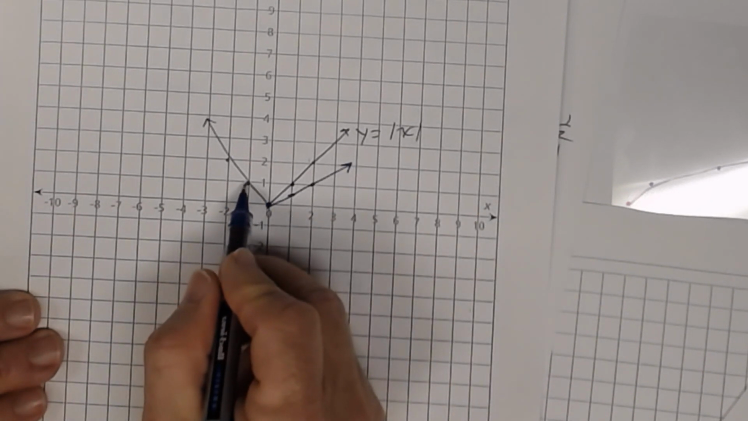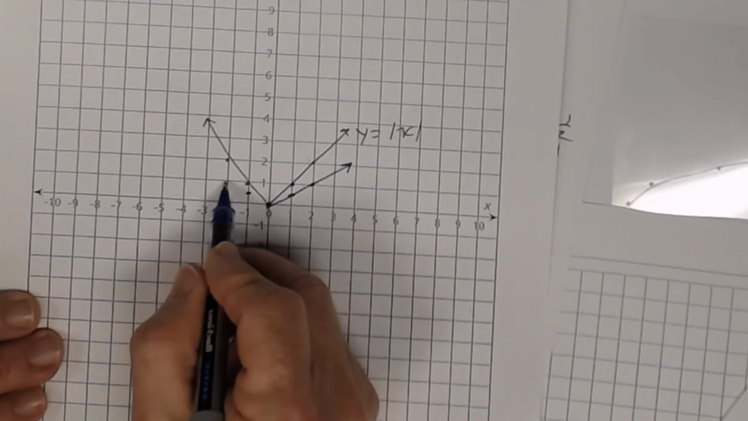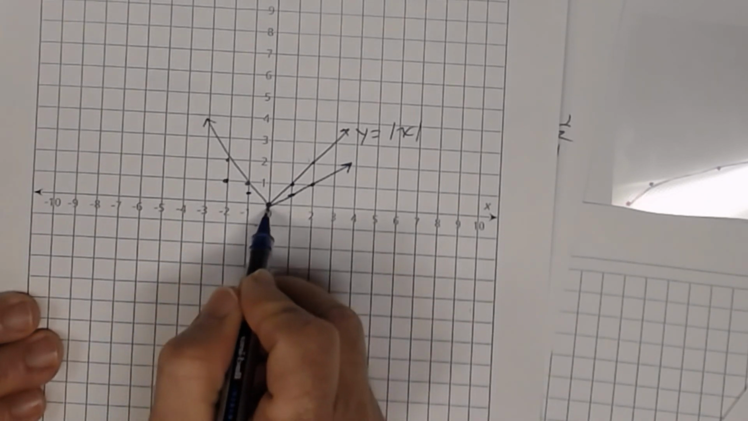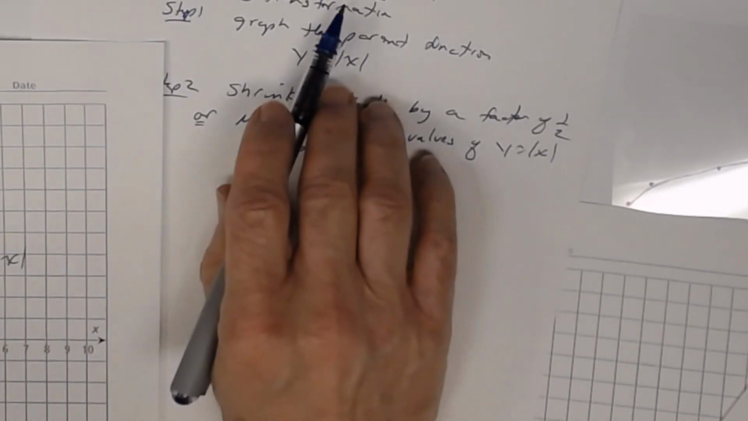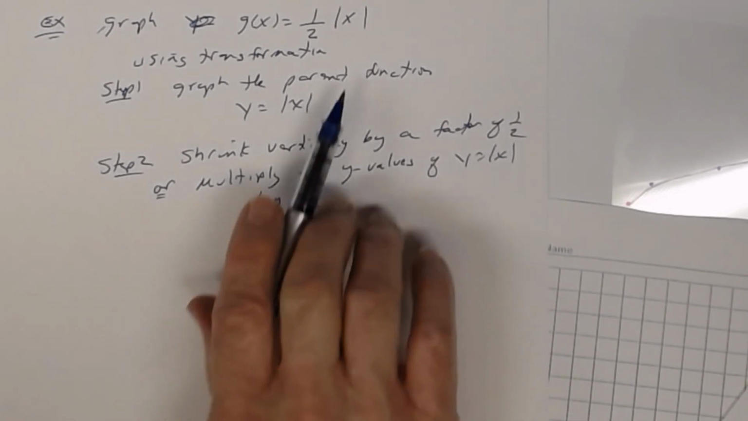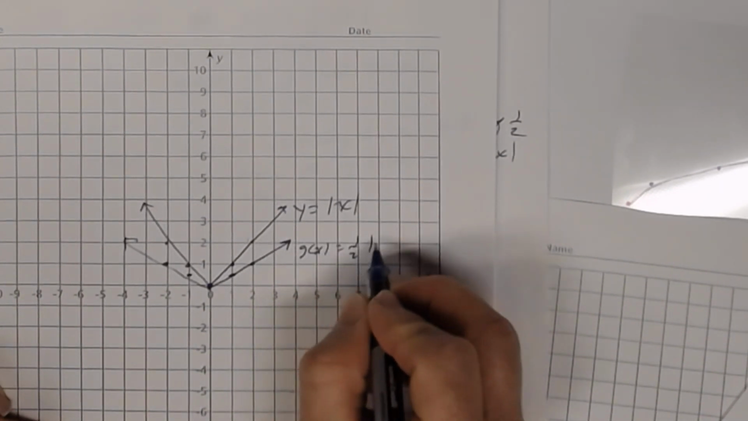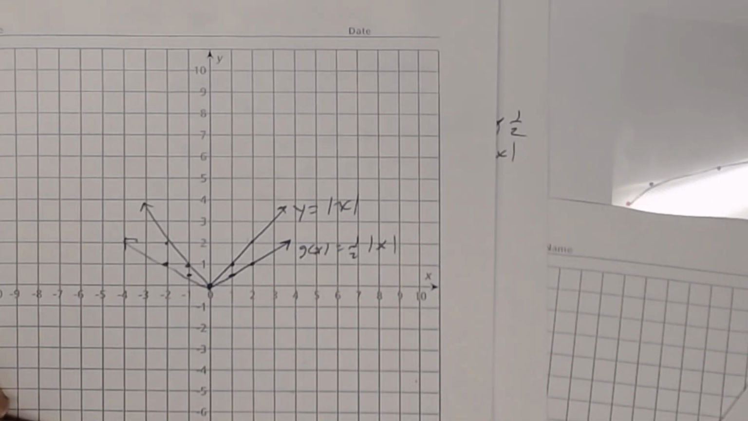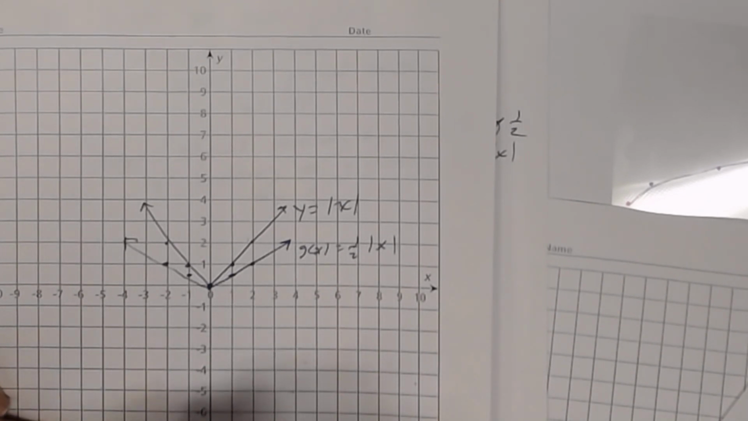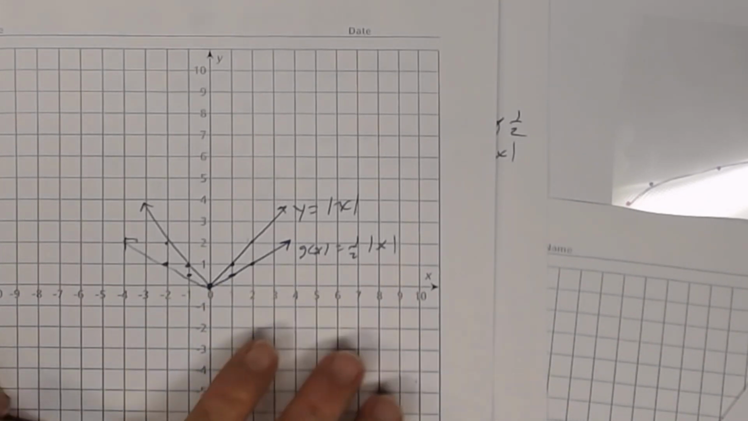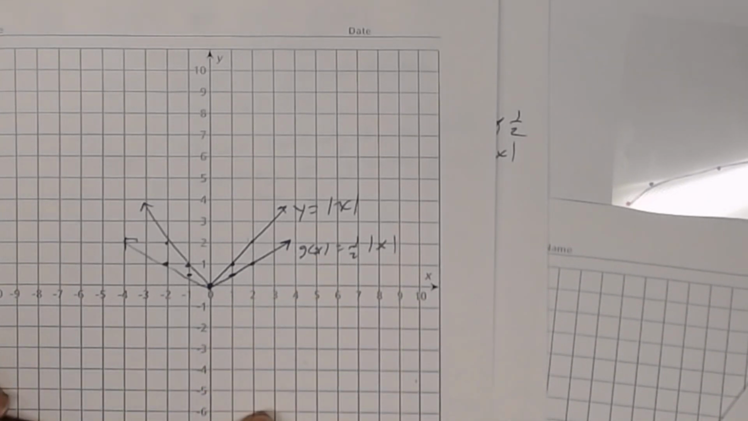Right here, 1 times a half is a half. 2 times a half is 1. So you get something that looks like this. So this right here is the graph of g of x, right here. So this is g of x equals 1/2 absolute value of x. That is not easy. It's not easy for some students, but the more you do, the more lessons you look at, you tend to understand it better.